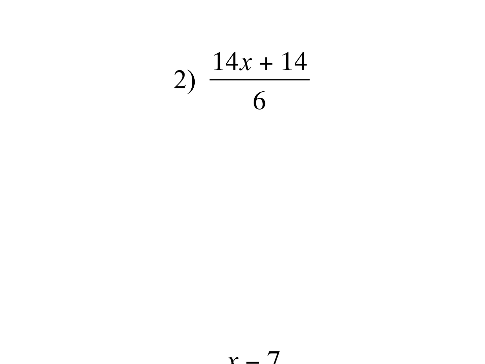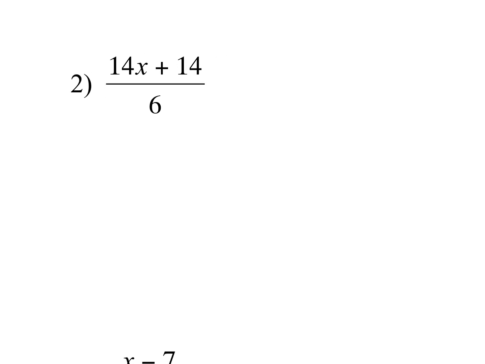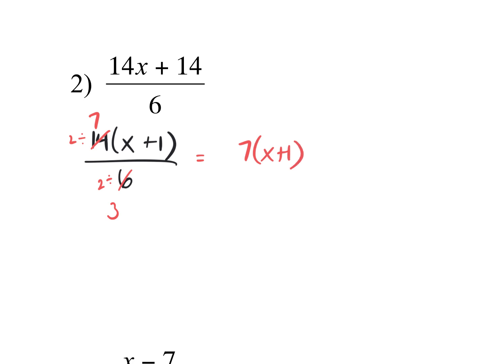Number 2, what could I take out of 14x and 14? Well, I could take a 14 out, and then I'm left with x plus 1. And then I've got 6 in the denominator. Well, I could divide 6 and 14 both by 2. And when I do that, I'm left with a 7 and a 3. So our final answer is 7 times x plus 1 over 3, because I can't cancel out that x plus 1.